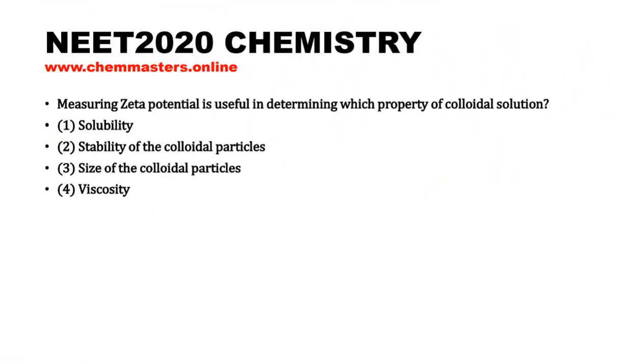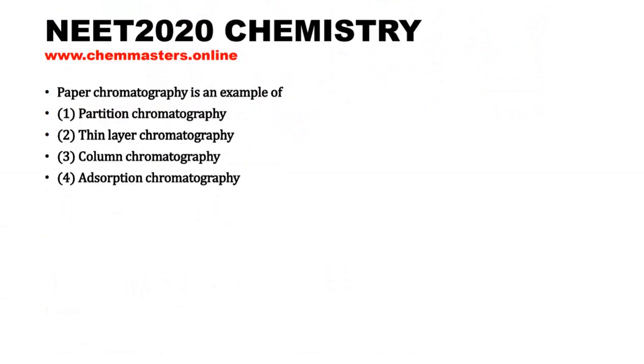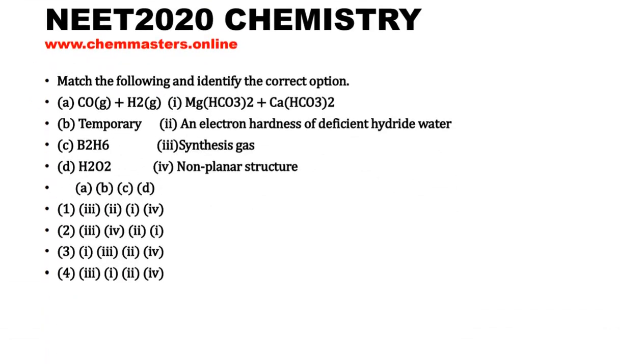Measuring zeta potential is useful in determining which property of a colloidal solution? So simply the stability of colloidal particles. Okay, so the second option is the correct answer. So try to look at the concept of zeta potential. Now the next question, paper chromatography is an example of partition chromatography. So just try to know the basics of analytical chemistry, that is, the chromatography techniques. Okay, right. The next question, match the following here.